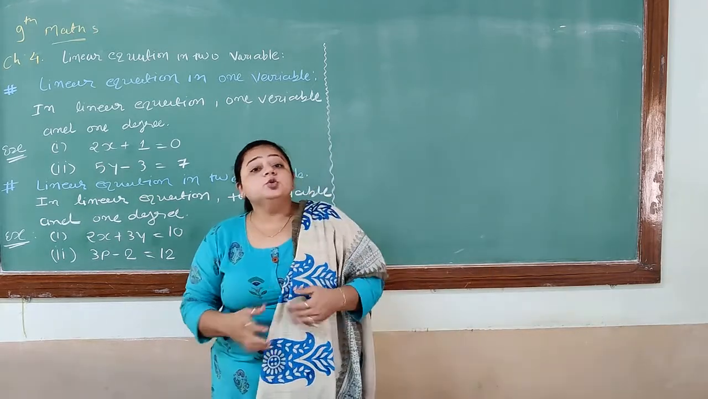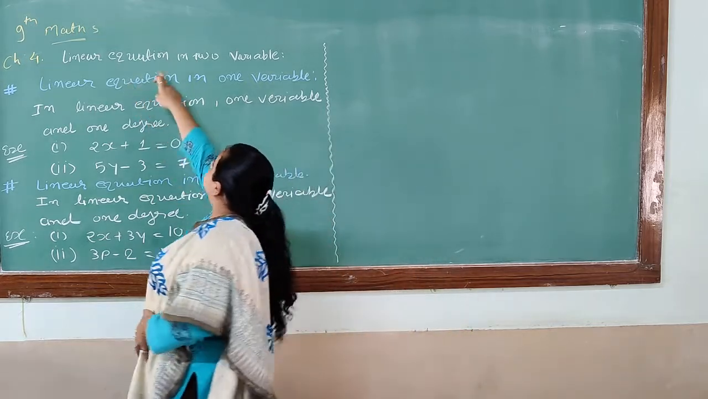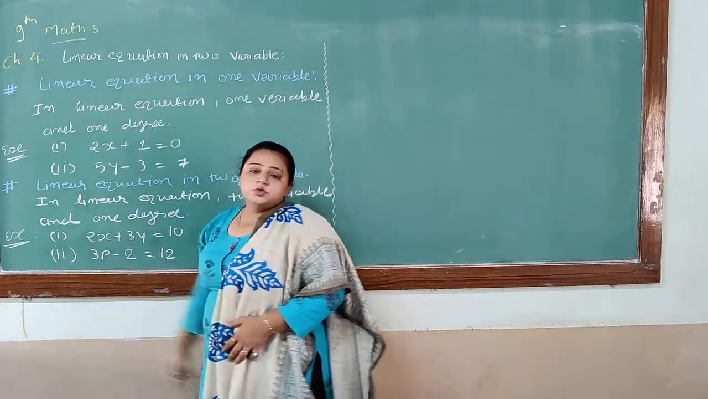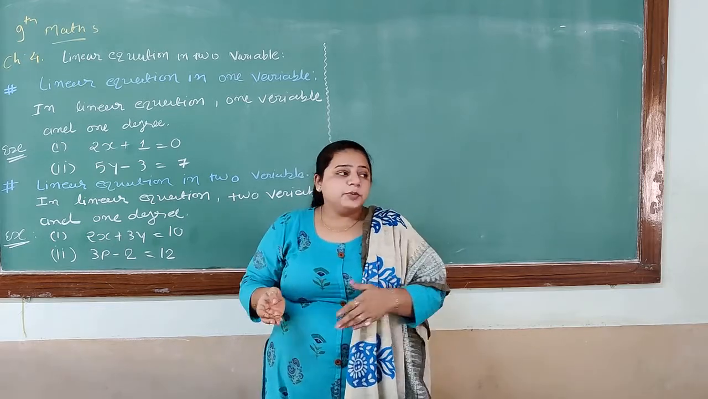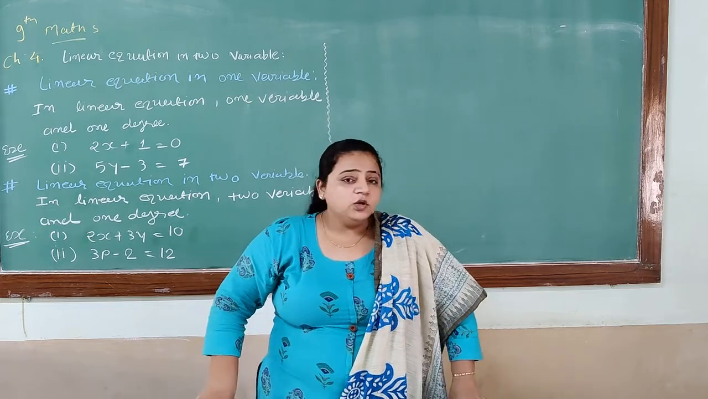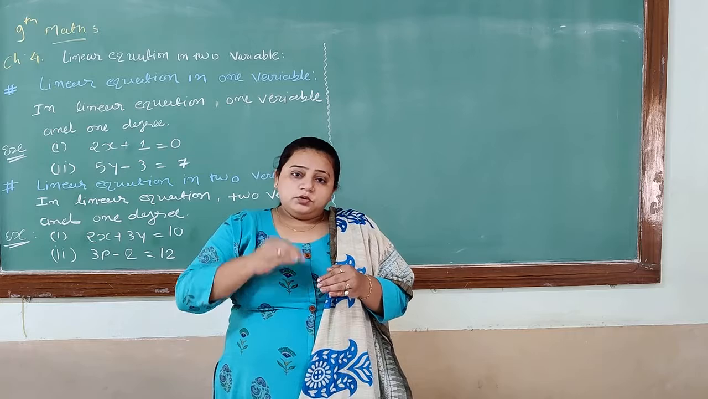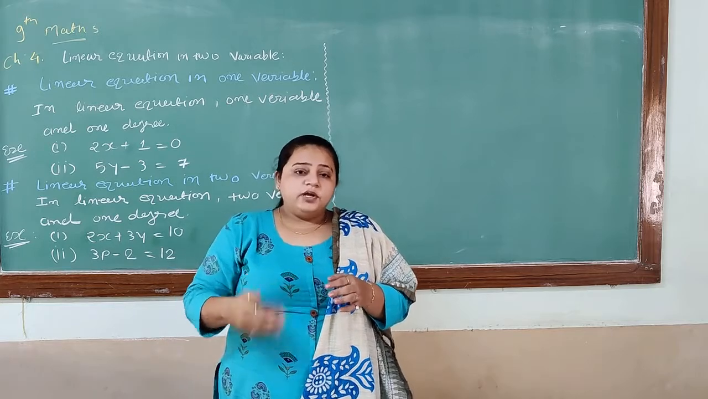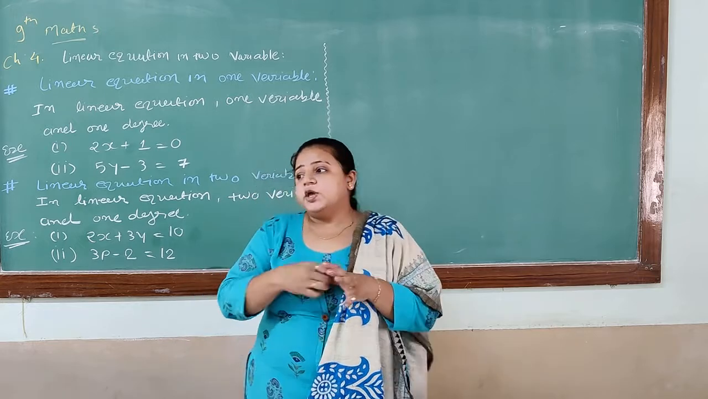So now we are going to start our new chapter, chapter number 4. Name is linear equation in two variables. So now we are discussing about two variables. In chapter 3, we already studied about the one variable. And what is the meaning of variable? Variable, that means the value will keep changing. Every time value will not remain same. It will keep changing. That is known as variable.